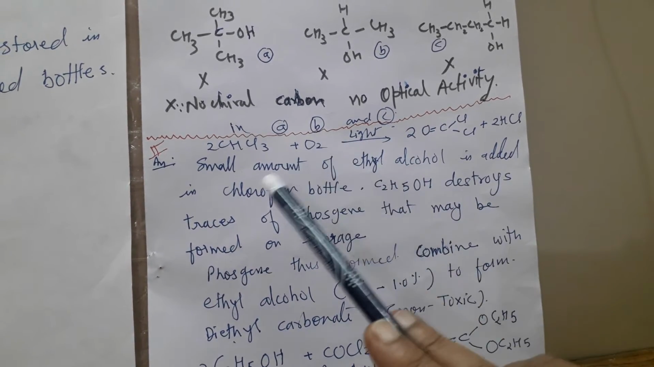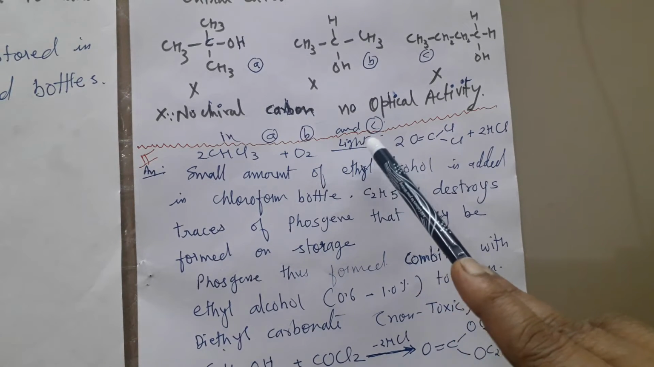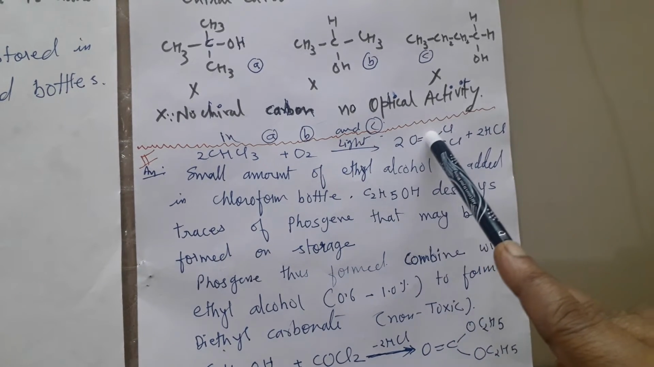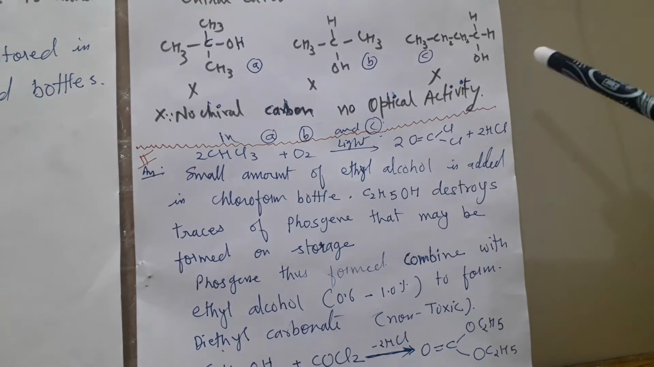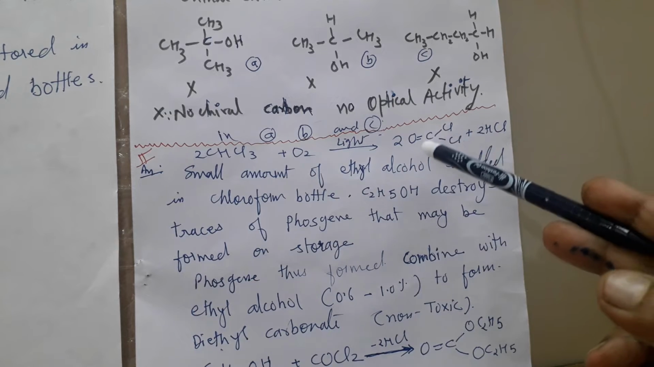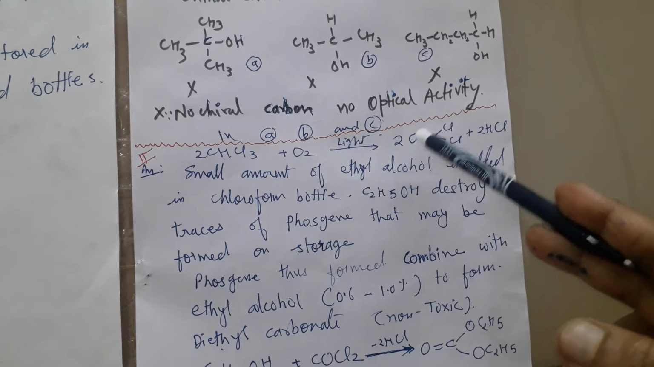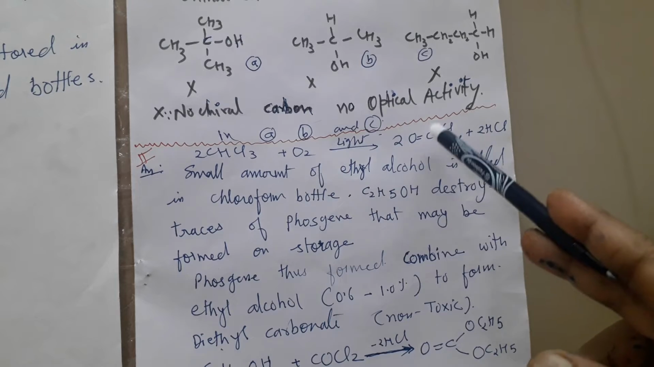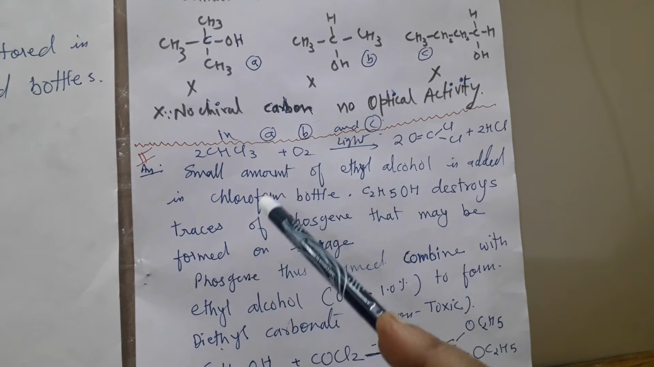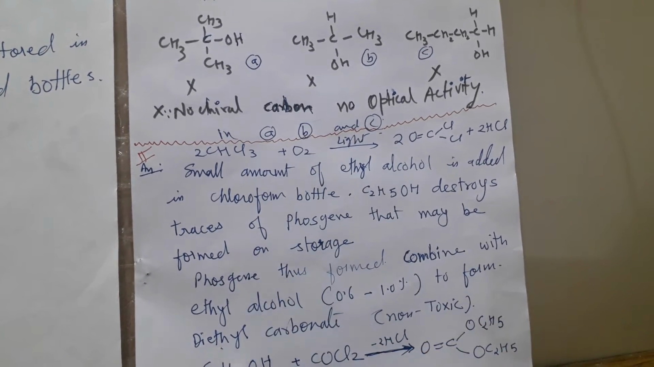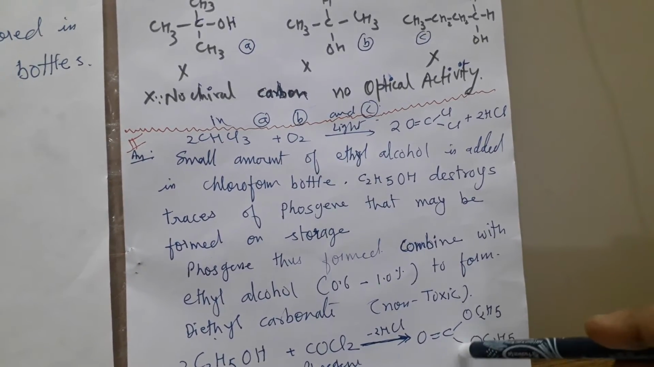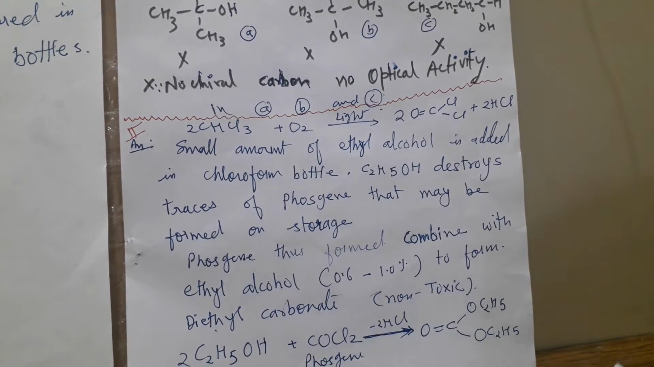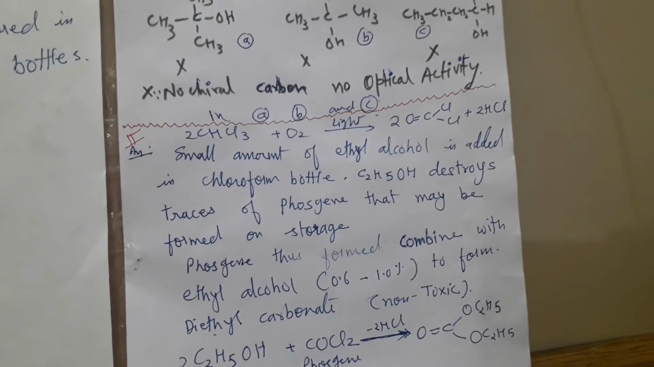Again I will repeat. Chloroform reacts with oxygen in presence of sunlight and forms phosgene gas, which is COCl2 or carbonyl chloride, commonly called phosgene gas. It is a very poisonous gas. So to avoid this harmful effect of COCl2, we add some amount of ethanol to it. Ethanol reacts with carbonyl chloride and forms diethyl carbonate, which is a non-toxic compound. That is why we add this ethanol.